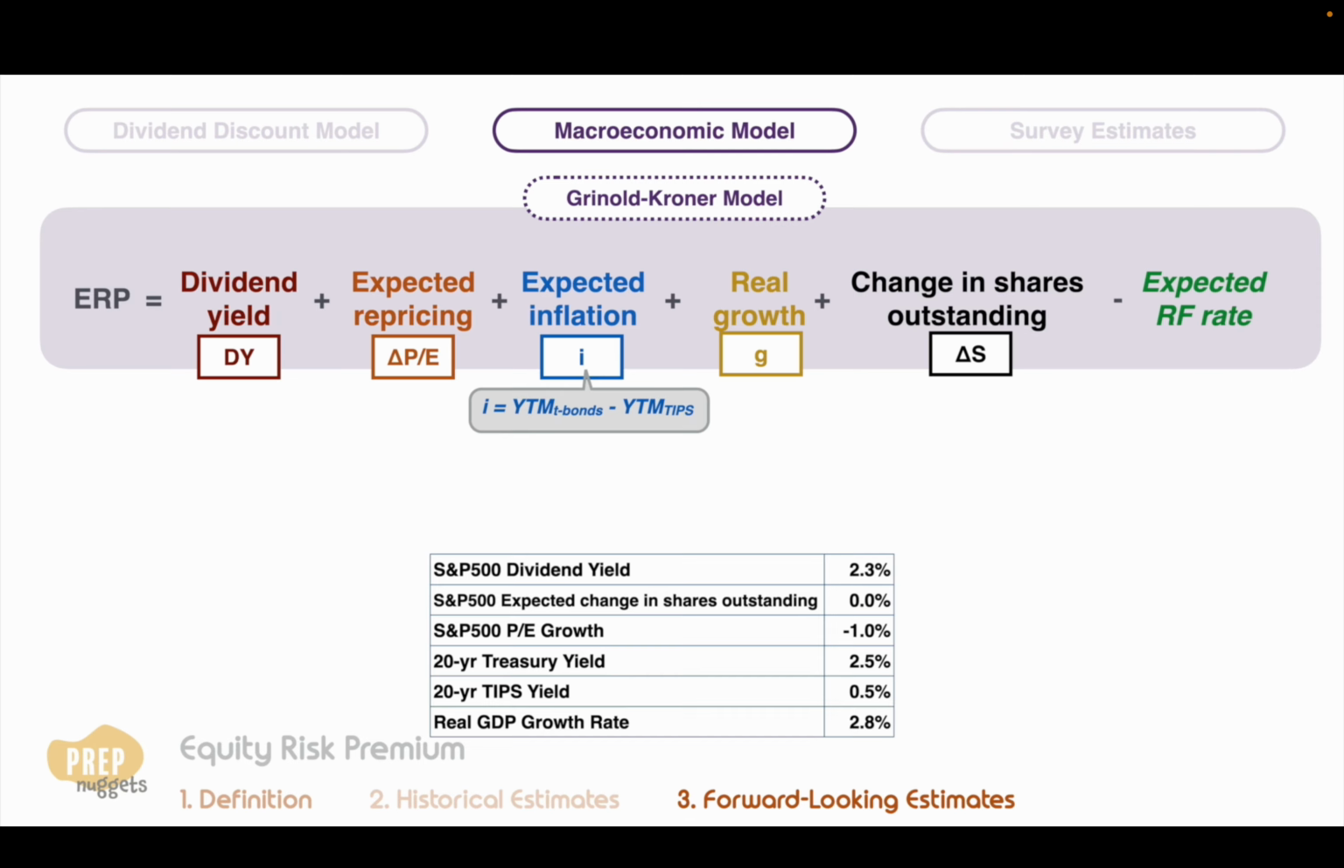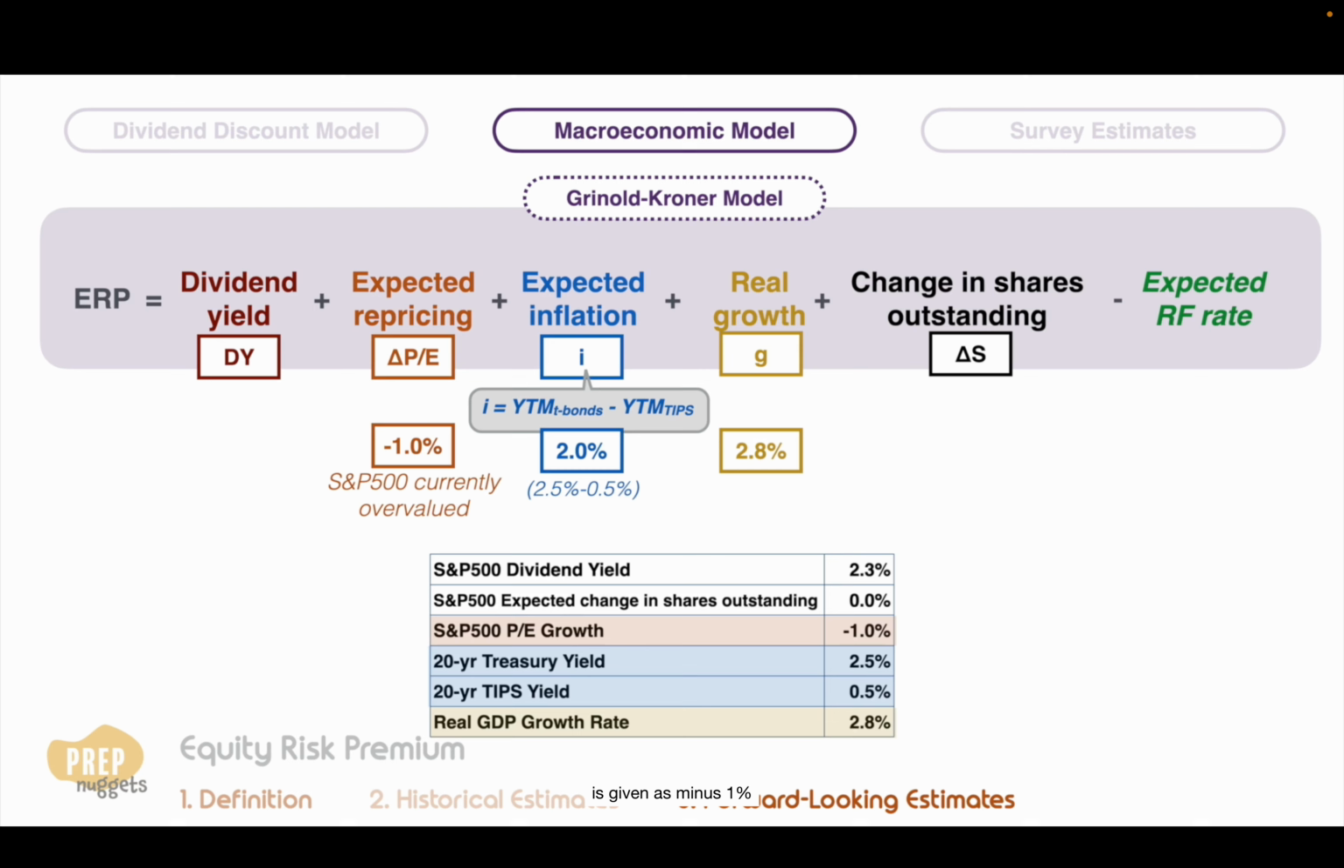And we're back. The only component that requires a little more calculation is the expected inflation, which we estimate using Treasury bond and TIPS yields. We get an answer of 2%. Expected growth in EPS is estimated using the GDP growth rate, which is 2.8%. Expected PE growth for the S&P 500 is given as minus 1%.